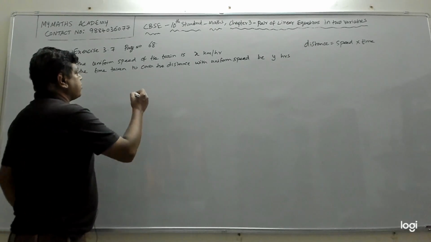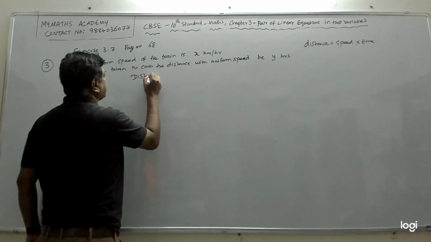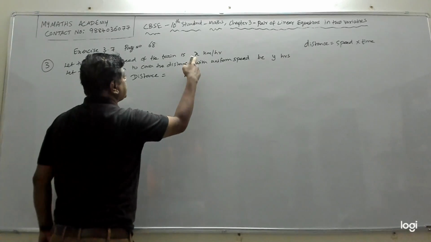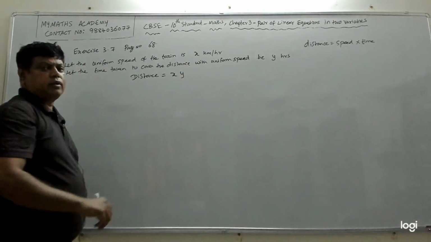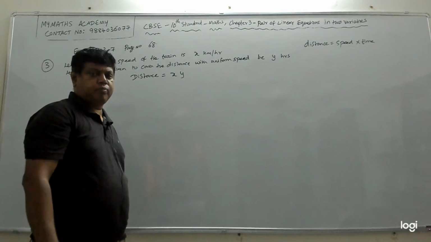Then what is the distance traveled? Distance traveled will be speed into time. Speed is x, time is y. So speed into time, x into y, xy. So this is the distance traveled by the train.